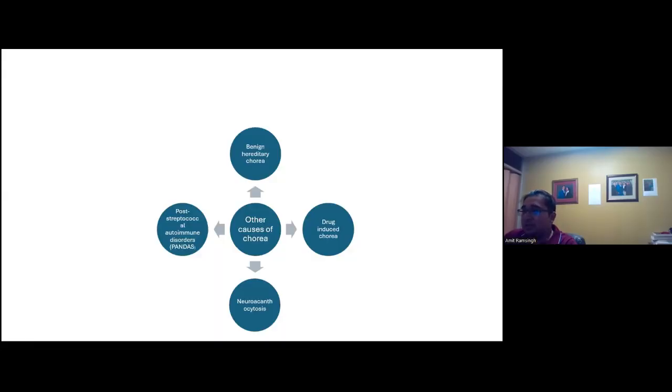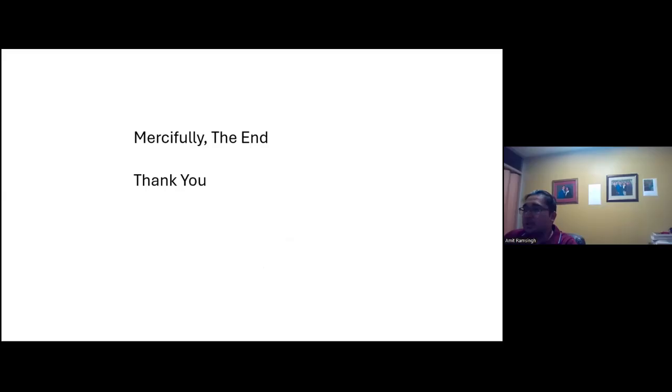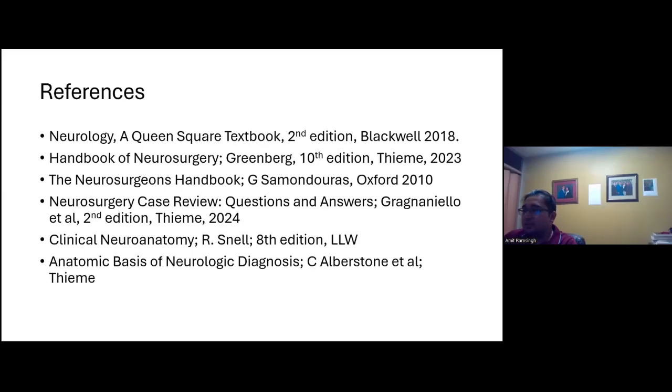Again, there's the different causes or the secondary causes, the main different secondary causes of chorea. Could be drug-induced, metabolic conditions, role for streptococcus in the form of PANDAS, right? Or pediatric in the pediatric population, and benign hereditary chorea, right? And that is it, right? That's the end of the presentation.